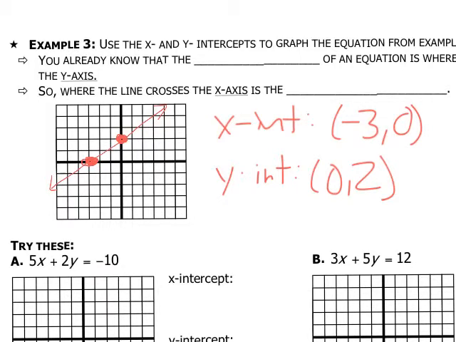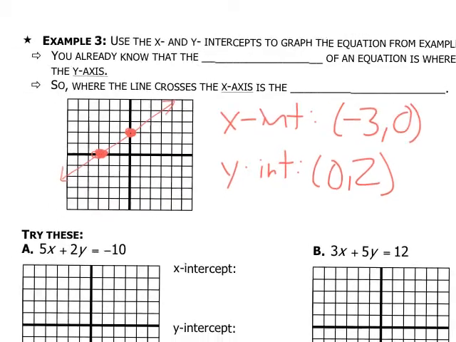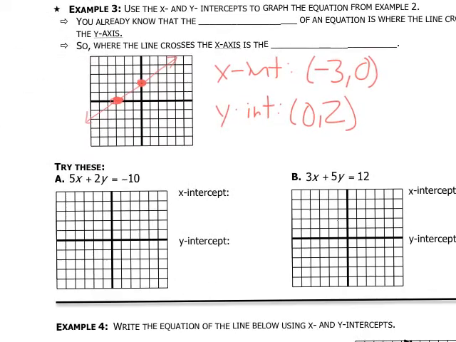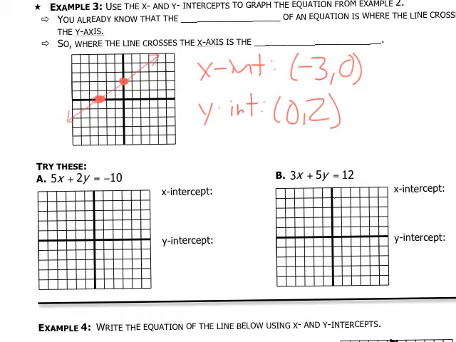Okay. So I'm going to let you practice putting it all together here on try these A and B. So you're going to find the x and y intercept the same way that you did on the previous page, and then just plot those 2 points and connect them with a line to kind of finish out the problem. Okay. So I'm going to go ahead and let you try a couple more problems here with your groups. So go ahead and try A and B together in your groups. Go ahead.